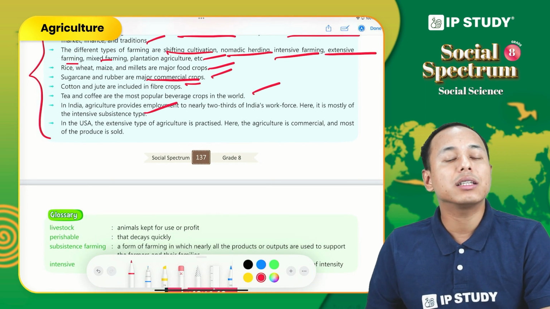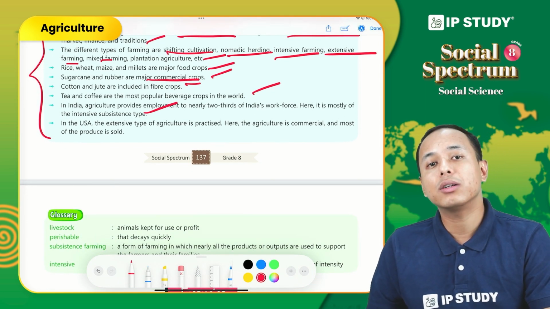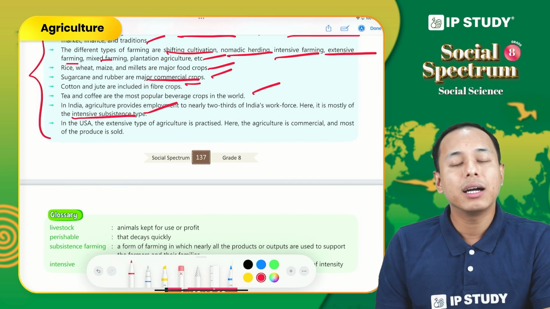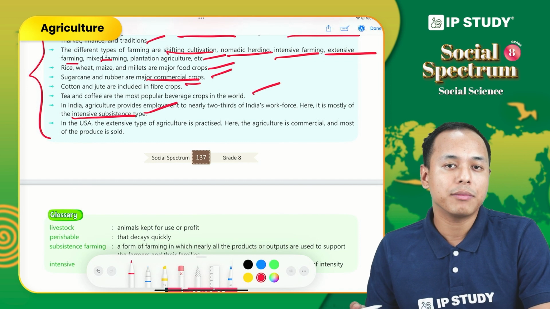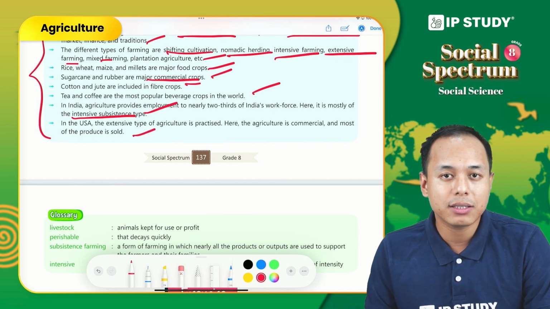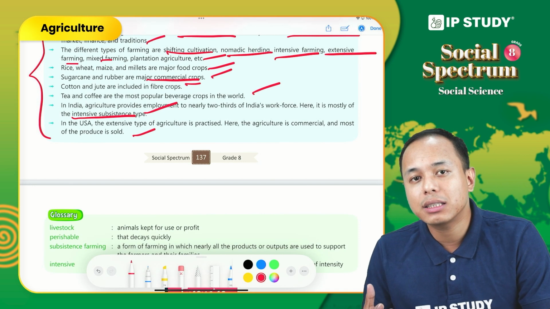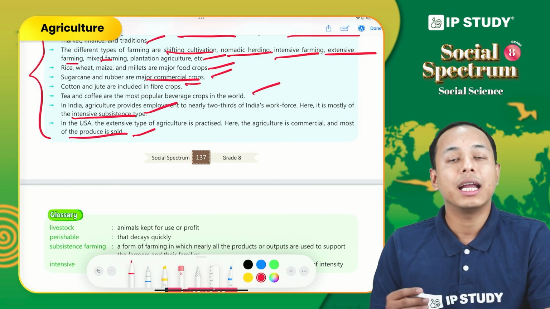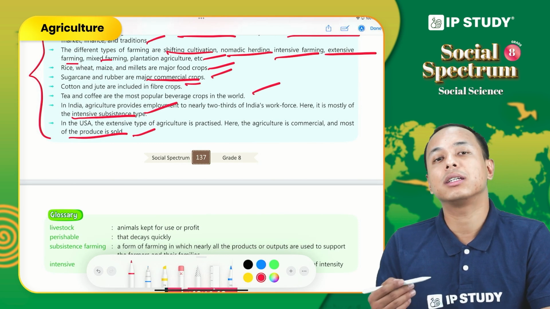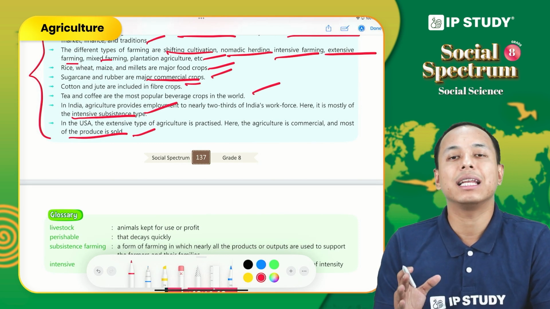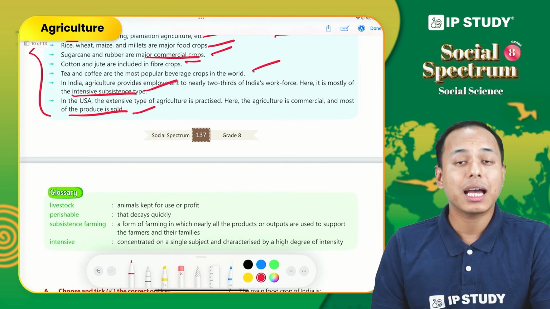In India, agriculture provides livelihood to more than 2/3 of the population, and mostly intensive subsistence farming is practiced. On the other hand, in USA, extensive type of agriculture, highly mechanized agriculture is practiced, and it is highly commercial with a single motive of earning profit by selling crops. So with this, I conclude the chapter.